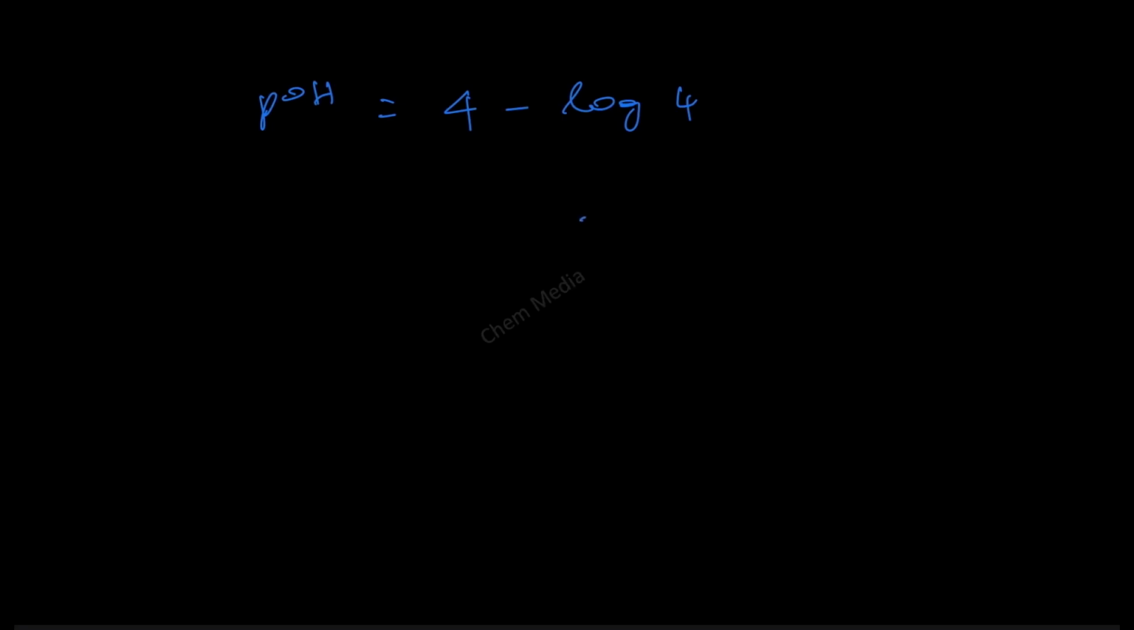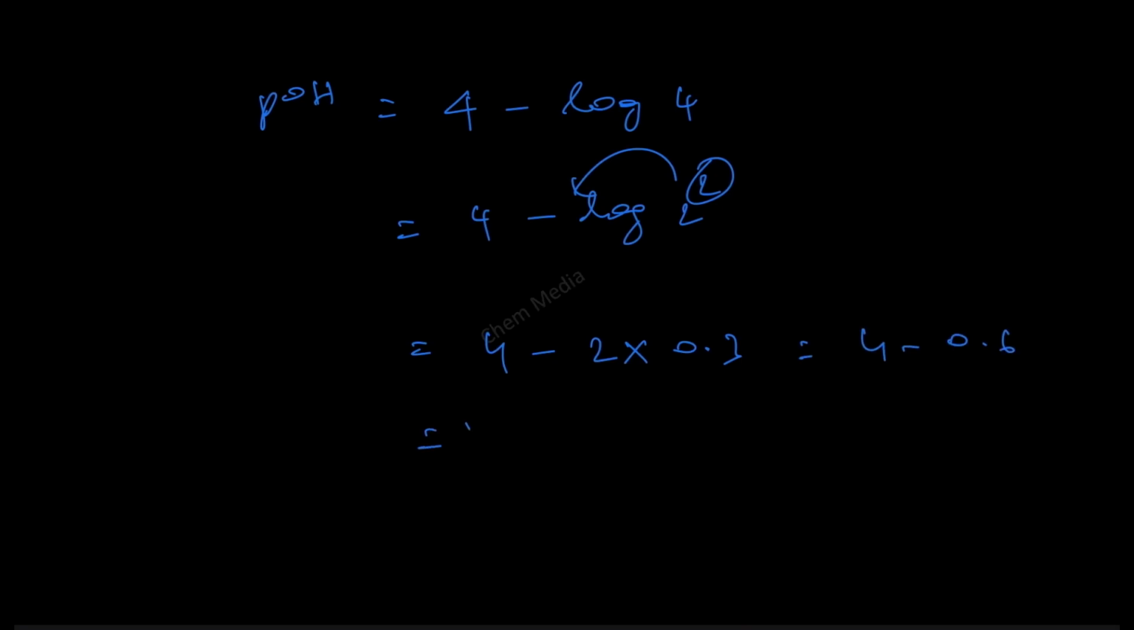Log 4 we can write as log 2 to the power 2, because the log 2 value is given in the question paper. Log 2 value is given as 0.3. Once again, we can bring this 2 to the front. So therefore, 2 times 0.3, and that is 0.6. So 4 minus 0.6, and that is equal to 3.4.